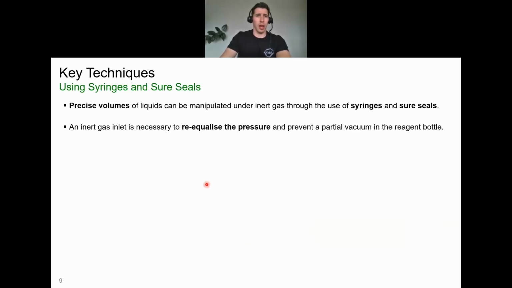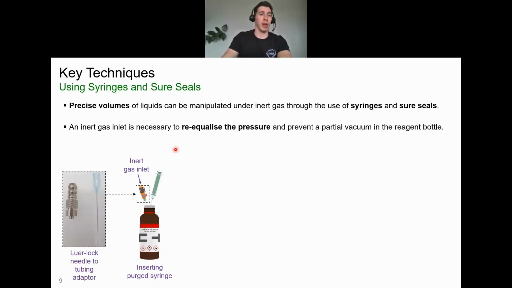One thing that's important when we're using these Sure/Seal bottles is that we need to have an inert gas inlet to re-equalize the pressure. If we simply put a needle through the septum, withdrew the amount of liquid, and then pulled that out, that would be under a partial vacuum. And because we've now compromised the seal, air would want to find its way into that bottle. So we need an inert gas inlet at all times.